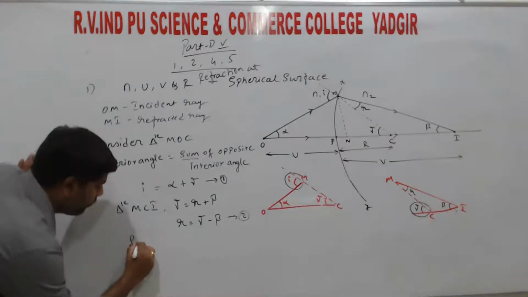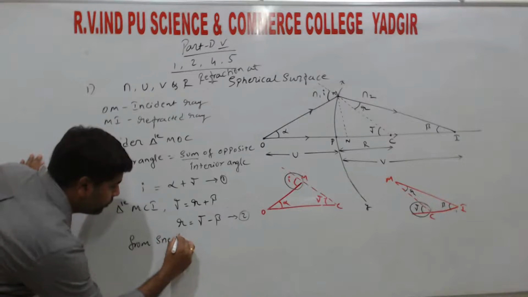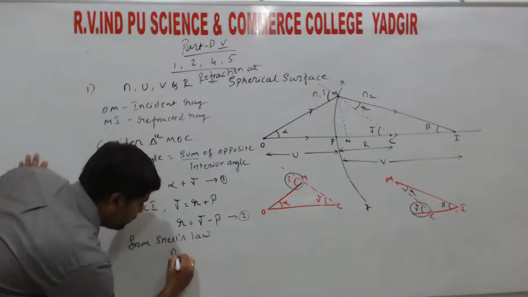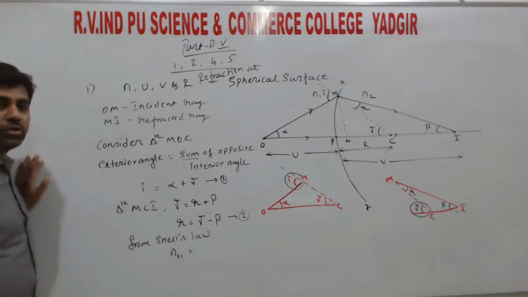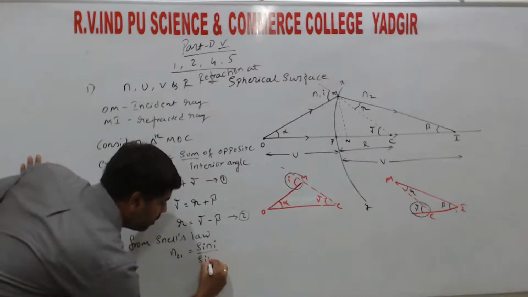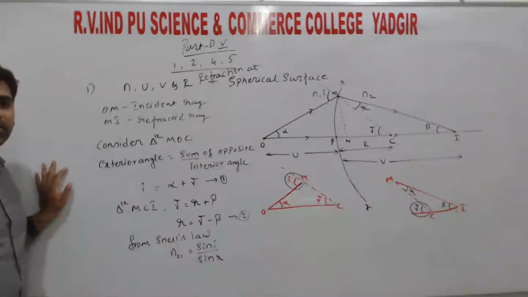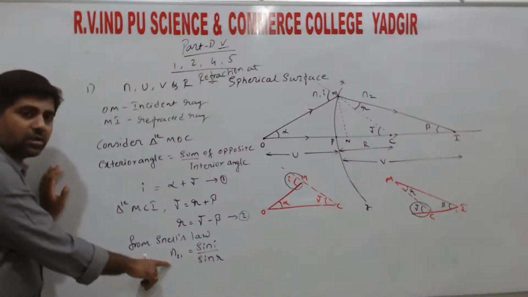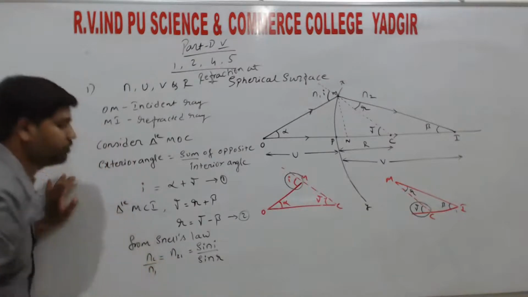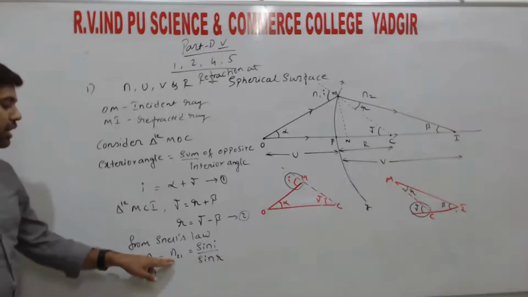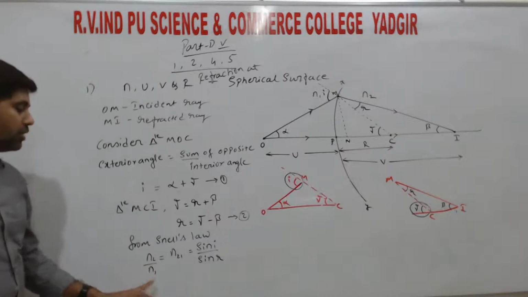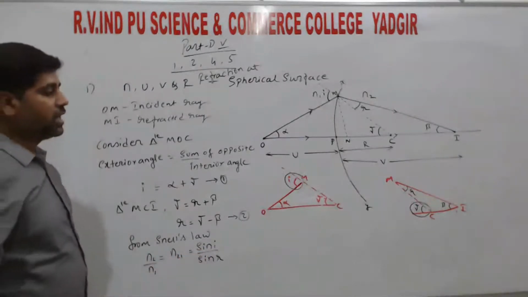Next, from Snell's law. Snell's law says that the refractive index of medium 2 with respect to 1, n21, is equal to the ratio of the sine of the angle of incidence to the sine of the angle of refraction, sin i by sin r. By the relation of refractive index, n21 is written as n2 by n1. So n2 by n1 equals sin i by sin r.